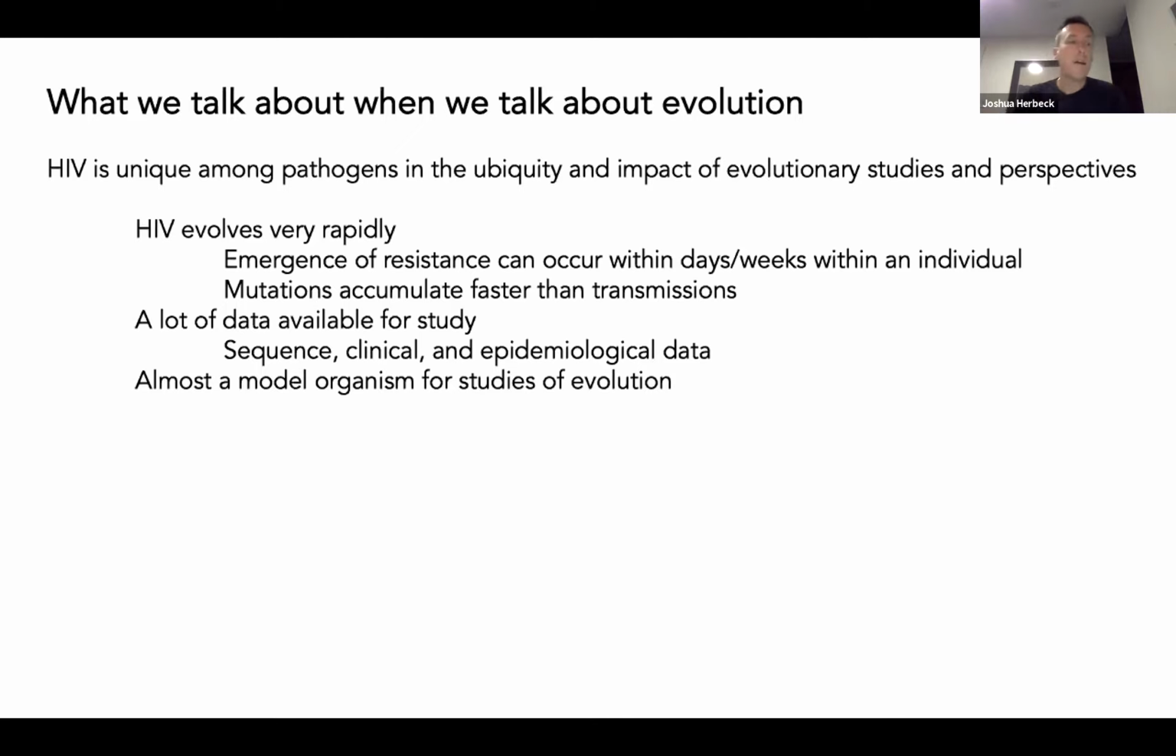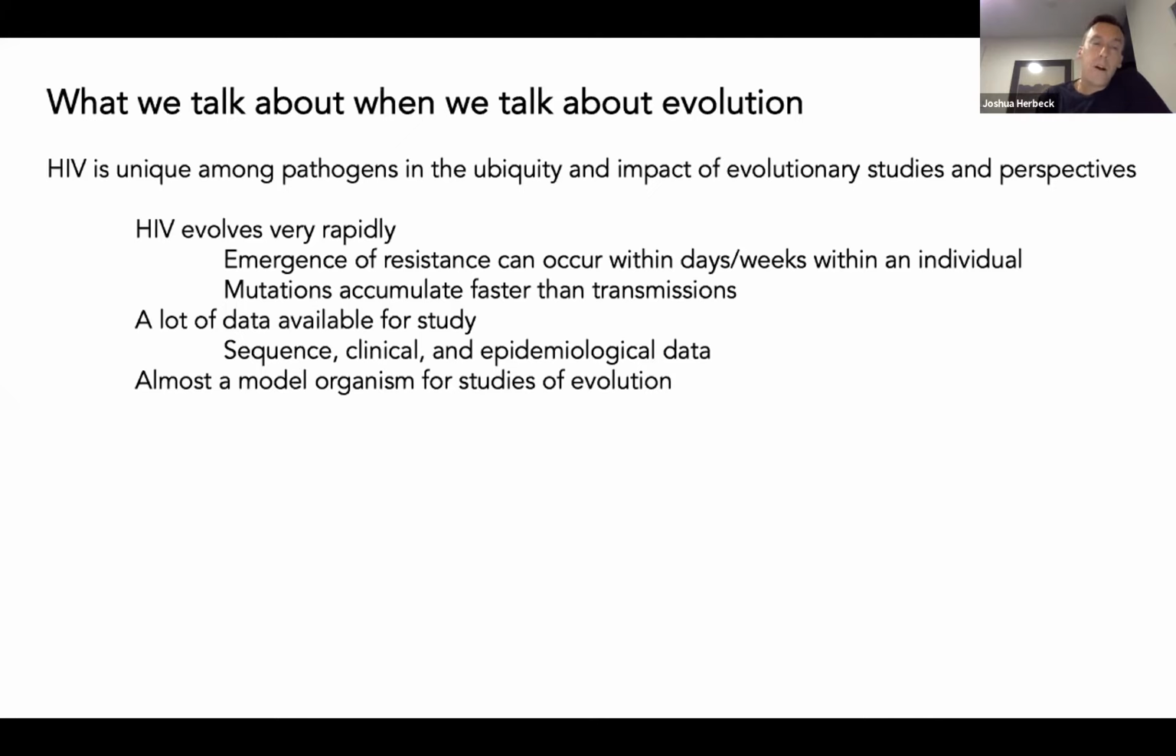GISAID, and flu, and now the coronavirus are following, I think, in HIV's footsteps, and it's fantastic. But for a long time, HIV was the only real organism with thousands of sequences available for publicly available analyses. Hep C, Los Alamos had a Hep C database, but it has stopped being updated because funding was lost. But HIV has continued, and as PANGEA is part of, it's an incredible resource for scientists everywhere.